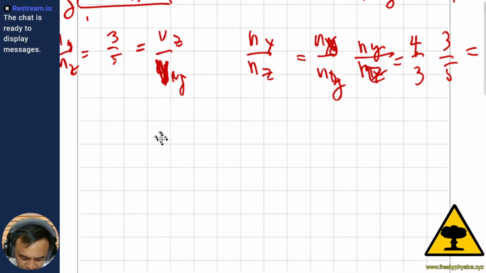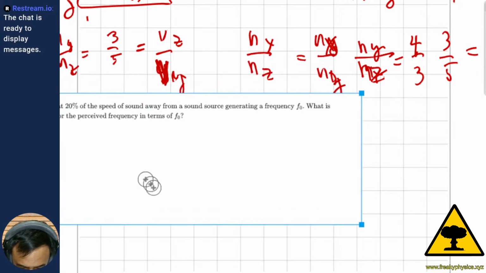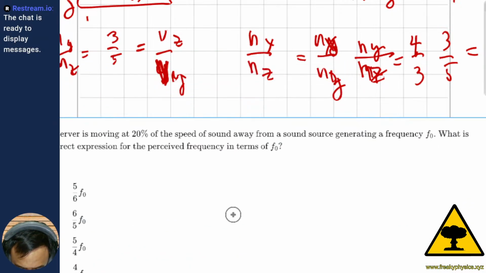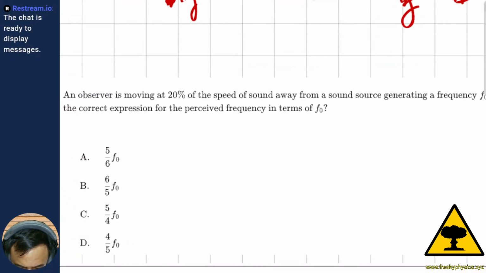So the next problem here is a Doppler effect problem. You have an observer moving at 20% of the speed of sound away from the source. What is the correct expression of the perceived frequency? So here's the problem itself. Let's zoom in a bit so it's easier to read.